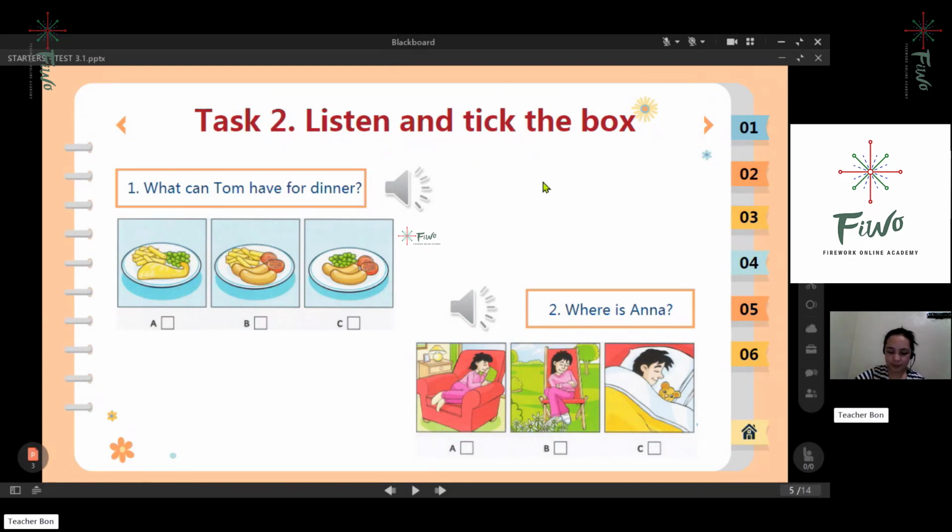One. What can Tom have for dinner? Can we have fish and chips for dinner today, Mom? Not today, Tom, but we've got sausages. You like those. Can we have tomatoes and peas with them? Yes, we can.